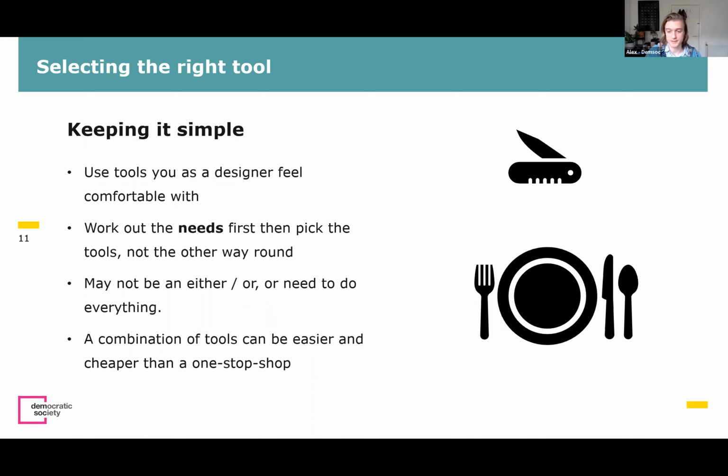Something else as well is that it doesn't have to be an either/or. You might not need a tool that does everything. You might find that using a combination of tools is more effective than trying to use one tool that does everything. I've got little icons of a Swiss Army knife versus a set of cutlery, because sometimes what you need isn't a Swiss Army knife. Depending on the context, you might need a whole set of tools that are relatively simple but still do the job better than a one-stop shop. So it's really important to understand your needs and adapt the tools around them, rather than the other way around.